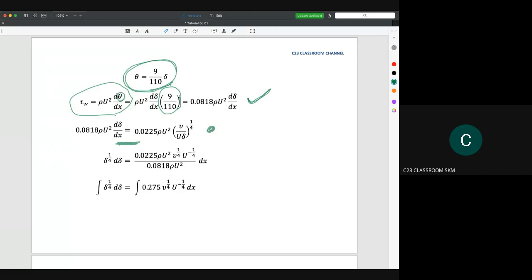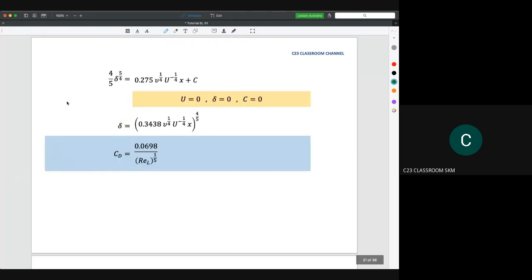Here you could see that we have d delta dx, so we need to eliminate the differential form. What we do is integrate both sides. The trick is we bring all the values to the right hand side, and we let delta and d delta in the left hand side. Then we integrate both sides, and finally you will get this value. After you integrate, you will get this one.